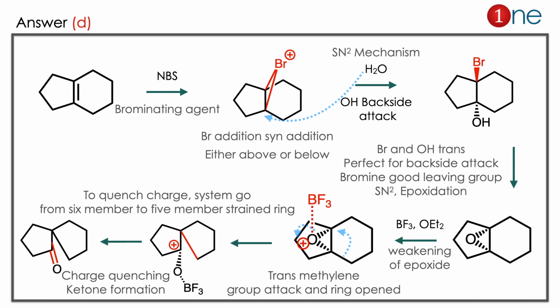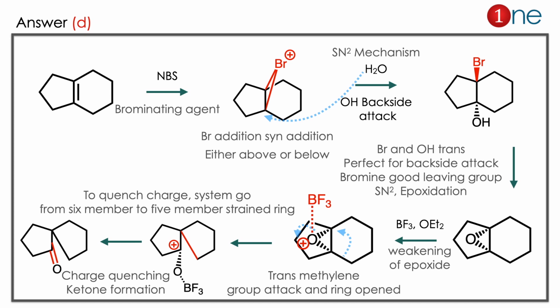Then you are adding the water, it's an SN2 reaction, so the ring will open due to the strain. The attack is from the back side. Since it is an SN2 mechanism, the attack is from the back side. So you have OH below and Br above. Then you have trans Br and OH. So there is a possibility of intramolecular SN2 reaction because bromine is a good leaving group there. So OH attacks from the back side. You have backside epoxide formation. Here the oxygen is on the back side.